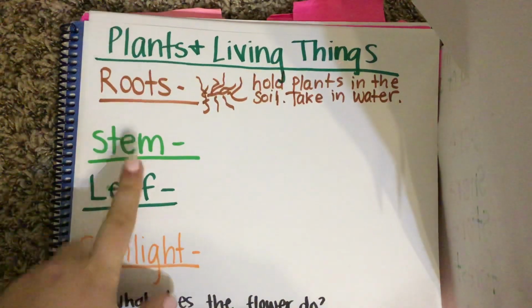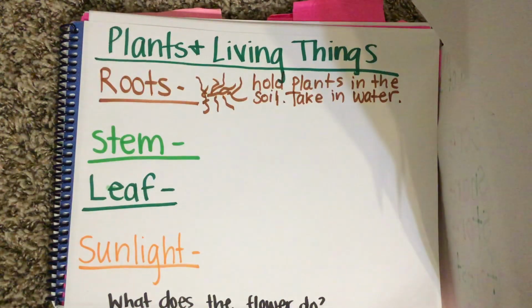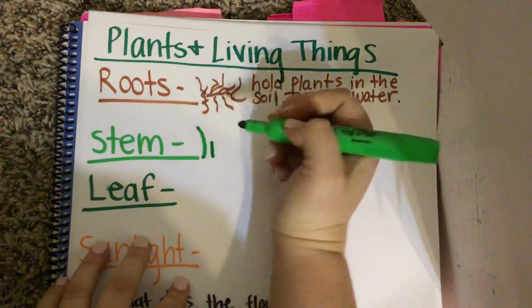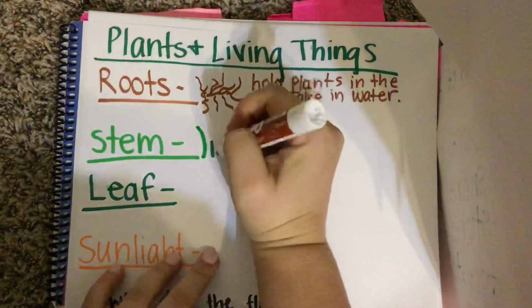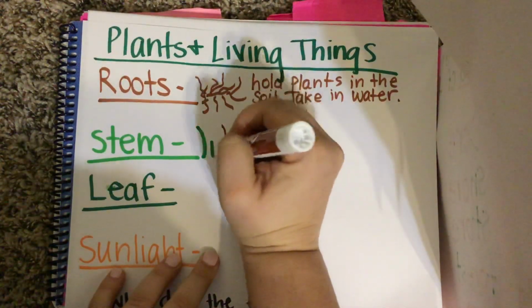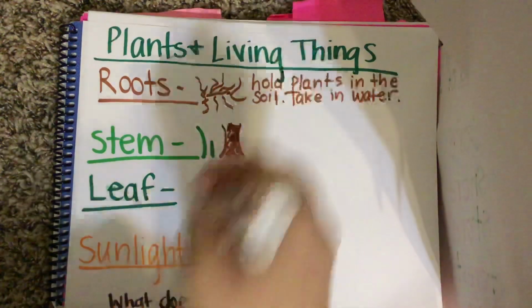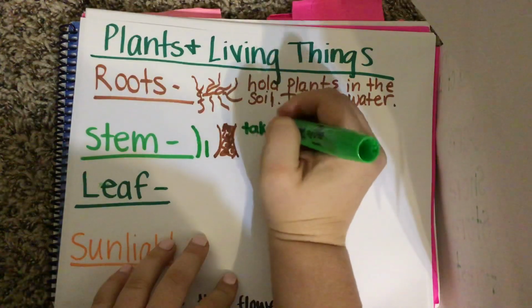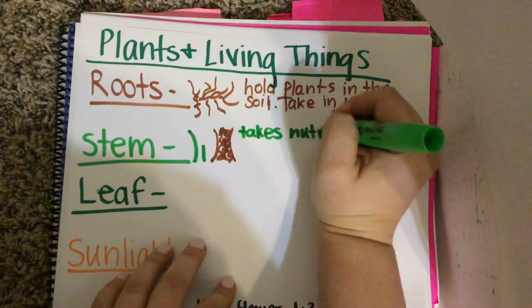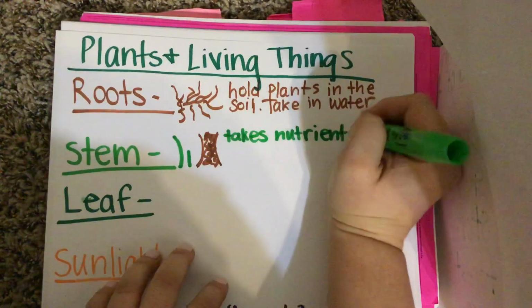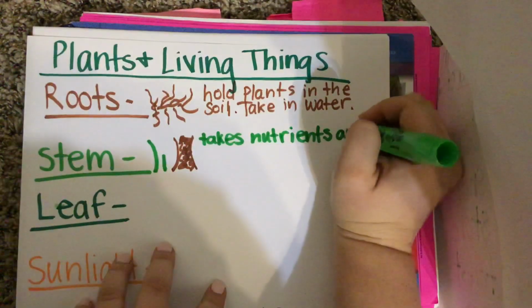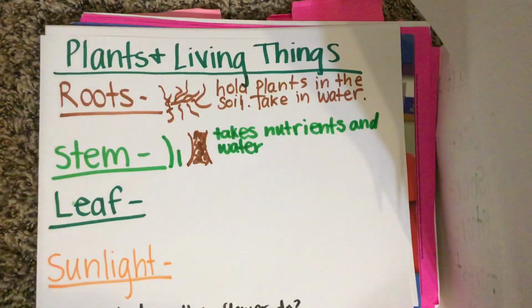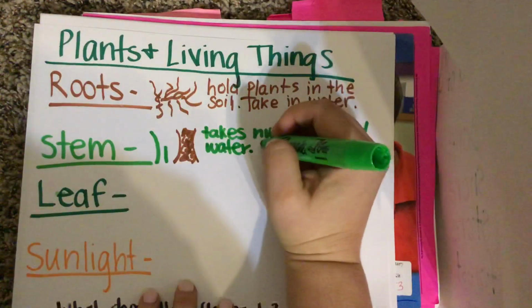Now, this word is stem. Stems are very important to plants. Stems can look different. They can be long and skinny, they can be short, or they can be like big tree trunks. These are all different types of stems. A stem takes all the nutrients and water that the root has absorbed, and then it sends it to the rest of the plant parts.